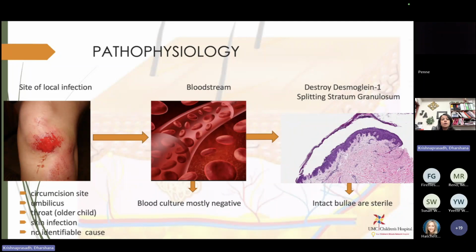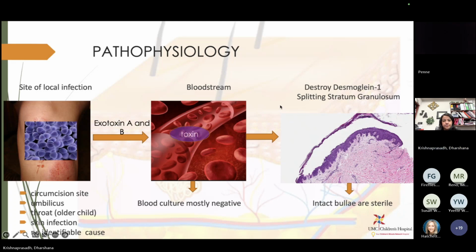Again, this can be a spread of infection and cause more systemic symptoms as well. You can have a local site of infection, such as the circumcision site, the umbilicus, throat, or a skin infection. They can spread through the bloodstream. At that point, your blood cultures can be positive, but usually the blood cultures are negative, and they do have these bullae which are intact and can easily disrupt.